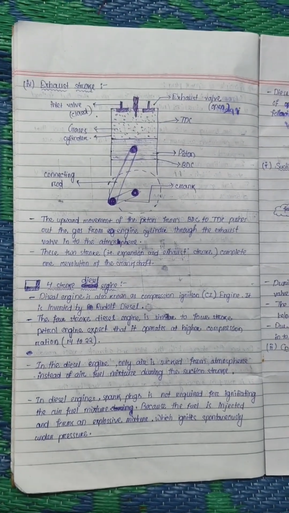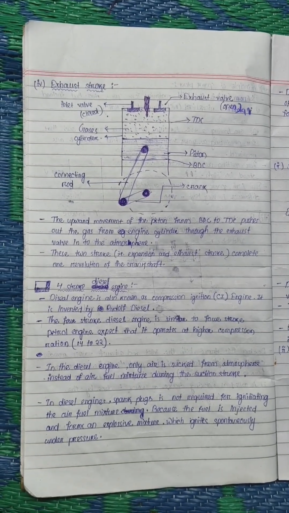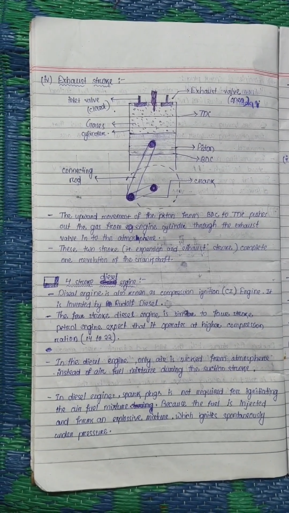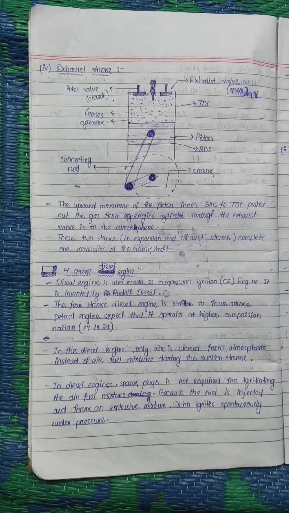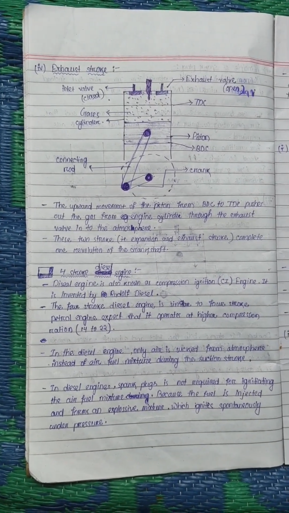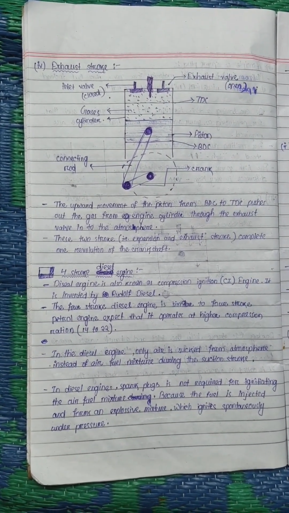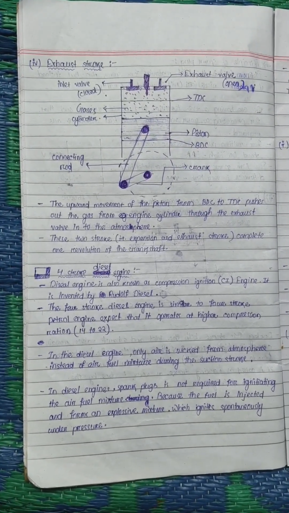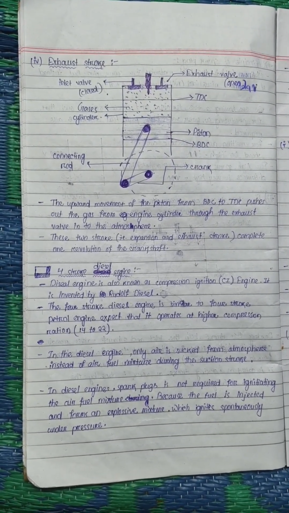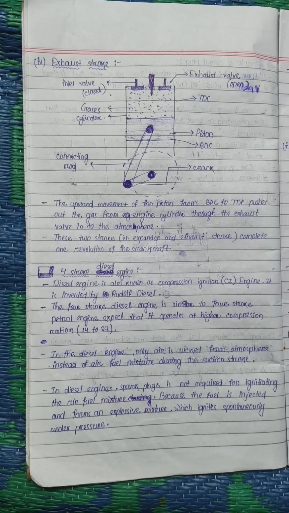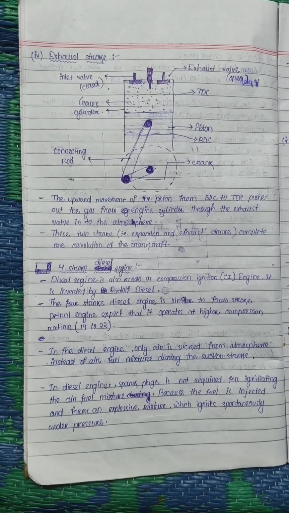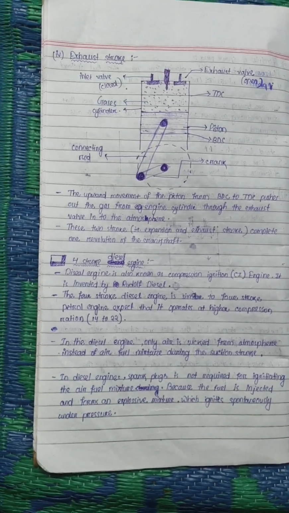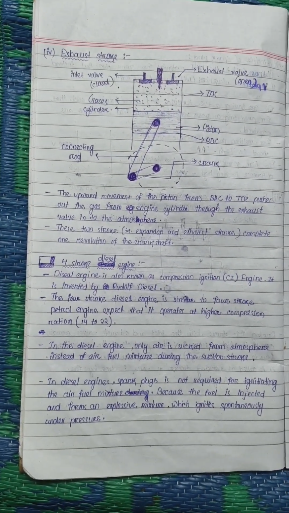And now here we have the exhaust stroke. The upward movement of the piston from BDC to TDC pushes out the gas from the engine cylinder through the exhaust valve into the atmosphere. These two strokes, I mean expansion and exhaust stroke, complete one revolution of the crankshaft. And now we have completed the four-stroke petrol engine.